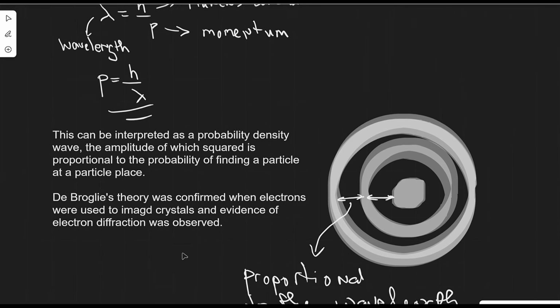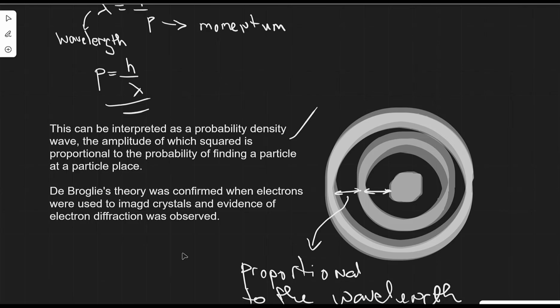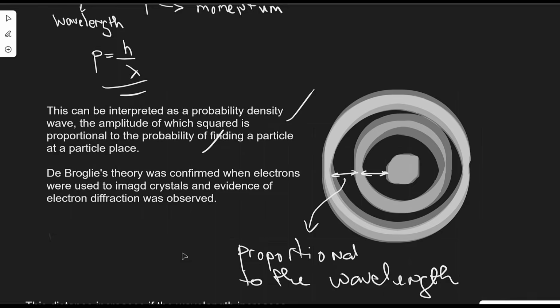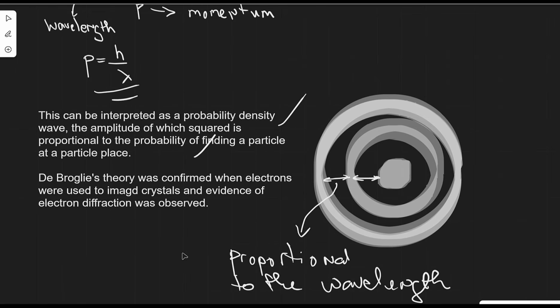Now, this can actually be interpreted as a probability density wave, where the probability of finding a particle in a particular place is proportional to the amplitude squared. But importantly, people thought about de Broglie's theory as a bit of a theoretical curiosity, until they started doing crystallography.